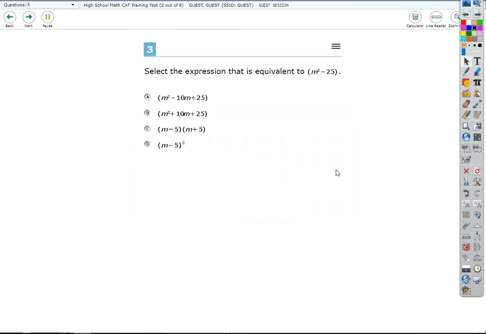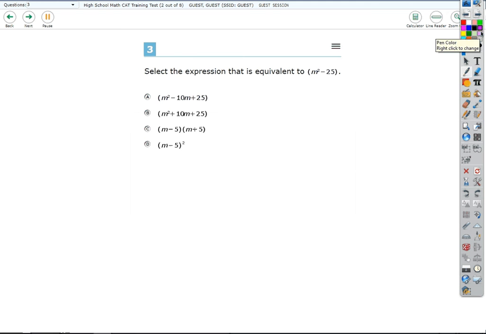Okay, what about this one? Here's another one where we actually know how to do this, right? This is the stuff we've been talking about. That's a factoring pattern. Which one is it? Which one does that fit? M squared minus 25. D. It's not D. D's the one they want you to pick. It's C. Yeah, it's C.